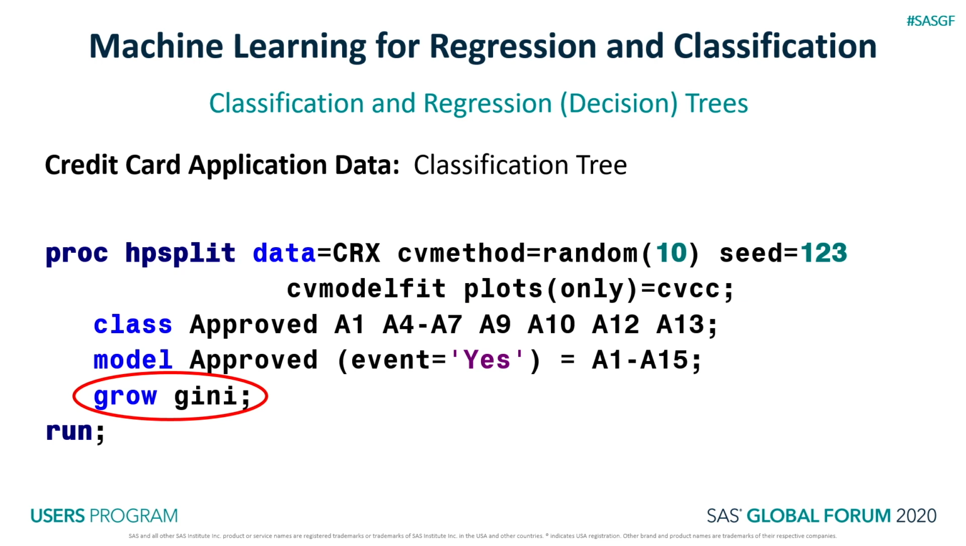The criterion by which I want to measure how consistent the observations in a group are is the Gini index. And so I specify that with the Gini option. The default with an HP split is entropy. If you try entropy and then you try Gini, you'll often come up with very, very similar answers. So there's not much to choose between these things. I just happen to select Gini.